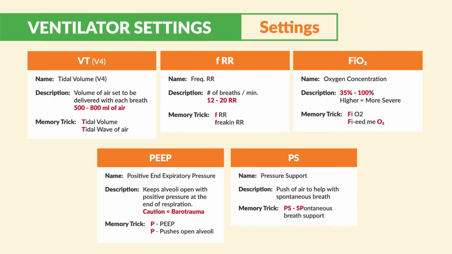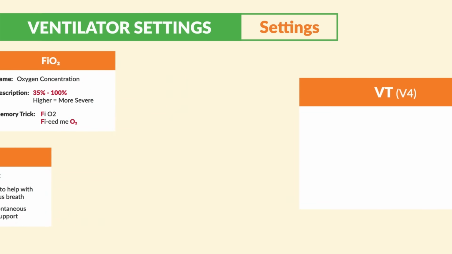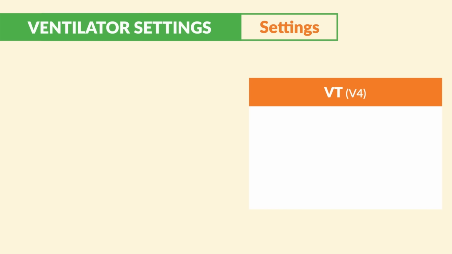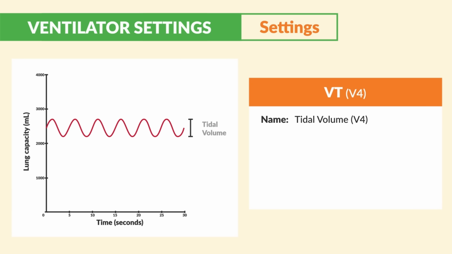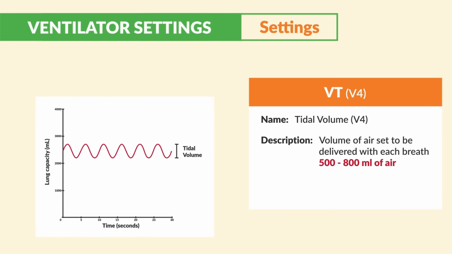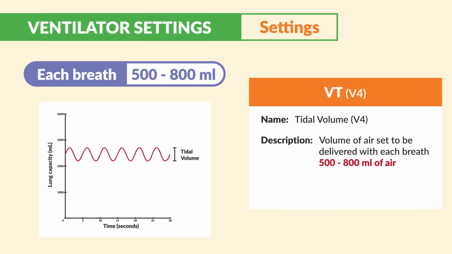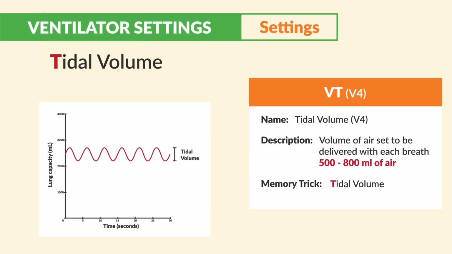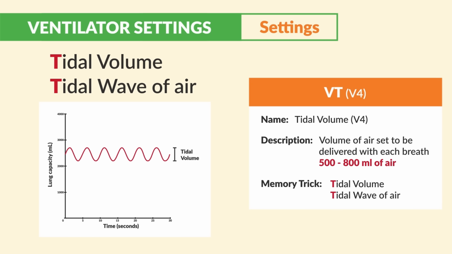Next are all the main crazy settings here. Starting with the first one, VT, also known as V4. This is known as tidal volume. Now, I know you're probably thinking it should be TV, but no, it's VT. The description is the volume of air set to be delivered with each breath. So every time a patient takes a breath of air, this is the volume they get. 500 to 800 mLs of air is typically normal in terms of how much air they get. The memory trick for tidal volume: just think a tidal wave of air.